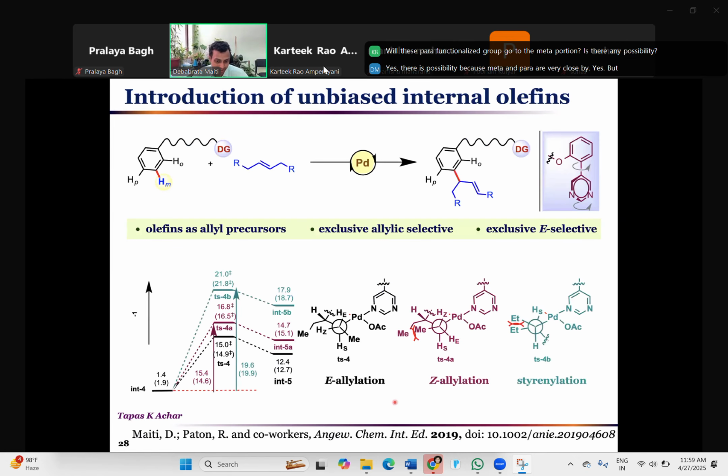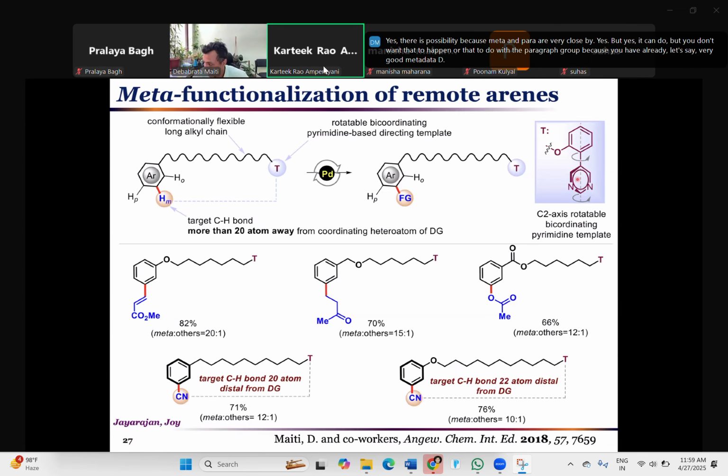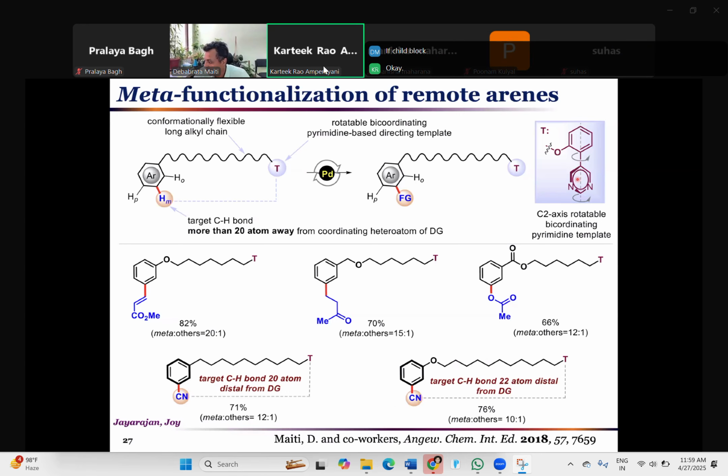But yes, it can do, but you don't want that to happen or to do that with the para group, because you have already, let's say, a very good meta DG. If para is blocked, you would not use the para DG, you use the meta DG, right? You do not have to use the para DG.